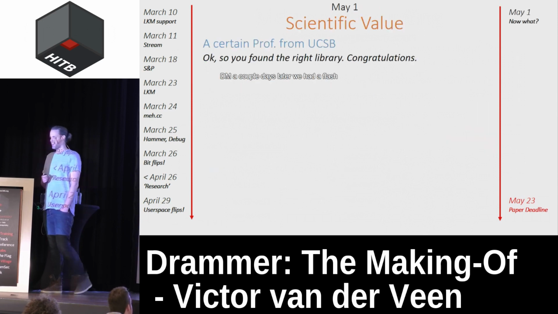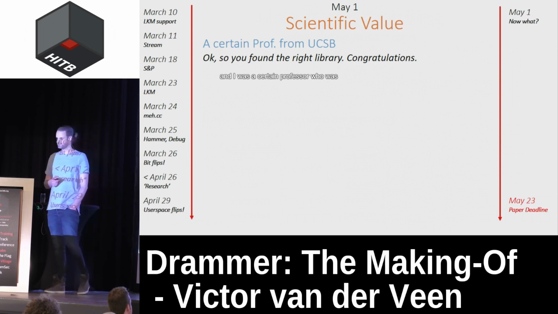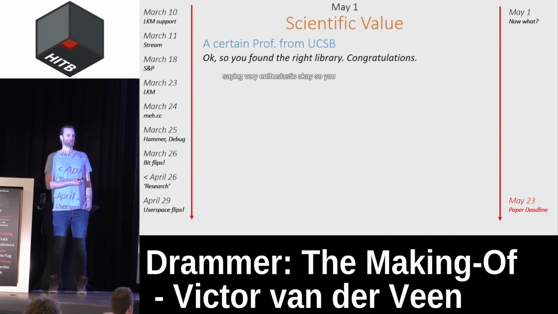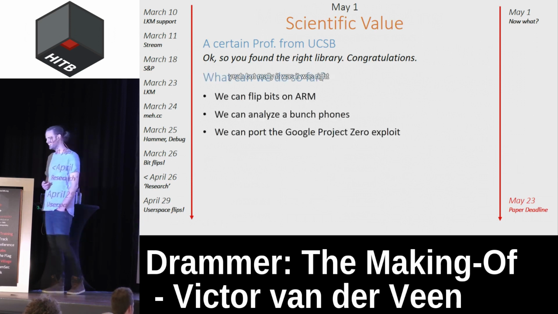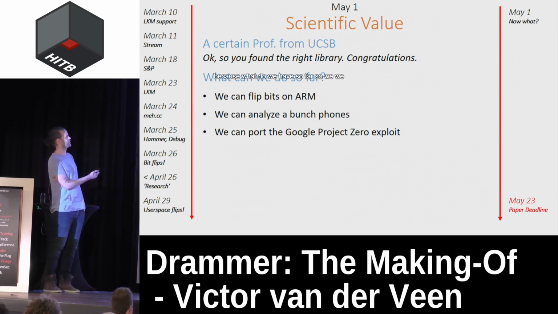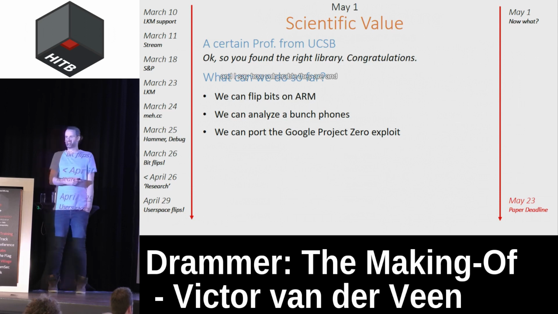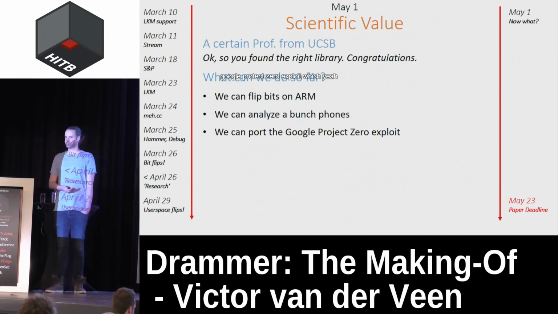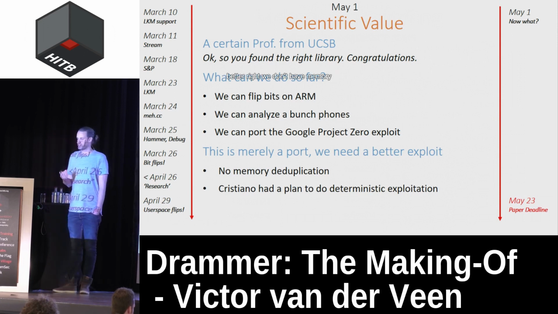It's DMA. A couple of days later, we had a flash meeting at the University of Santa Barbara, and there was a certain professor who was saying, very enthusiastically, okay, so you found the right library. Congratulations. Yeah. But really, he was right. Because what do we have so far? We saw that we can flip bits on ARM. We can analyze a bunch of phones and say how vulnerable they are. And at best, we can port the Google Project Zero exploit. Which, yeah, it's fun, but it's not really groundbreaking scientific research. It's only a port. So we need something better, right?